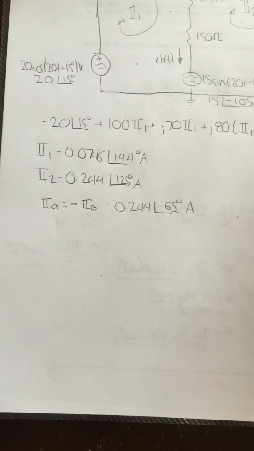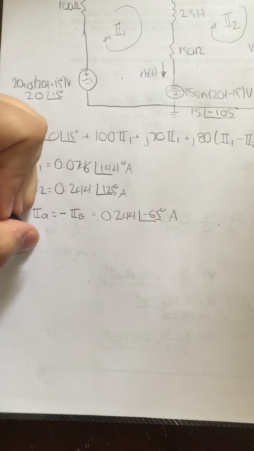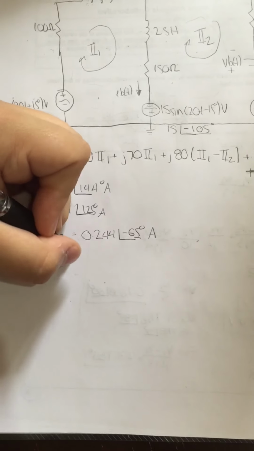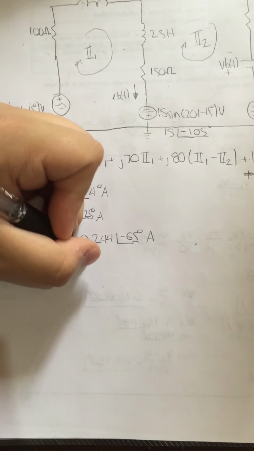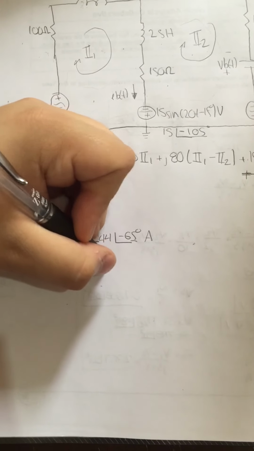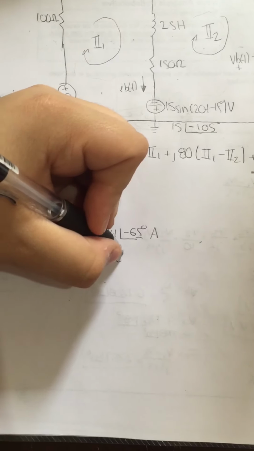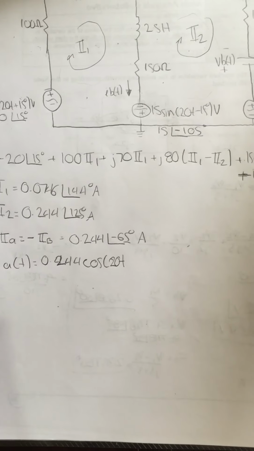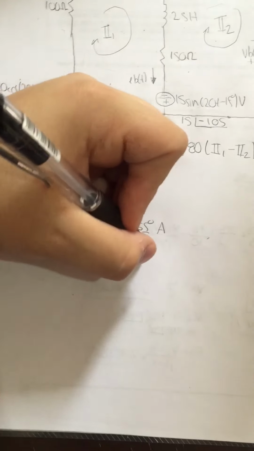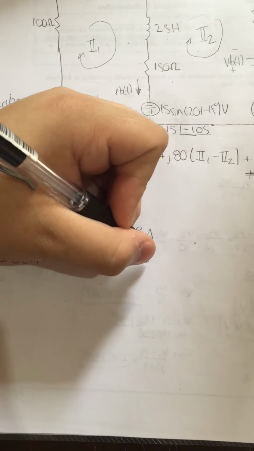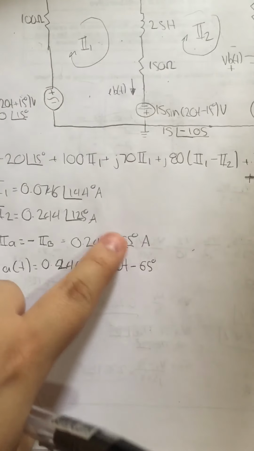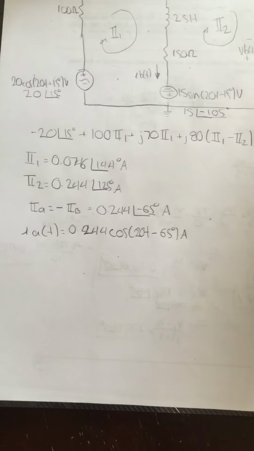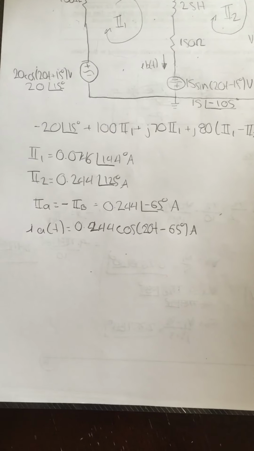Once we have this, we can change it as follows. We write the magnitude 0.244, cosine of 20t, which is where it was originally written, and we need to change the angle to the one that we found, negative 65. All this is amperes. This is in time.